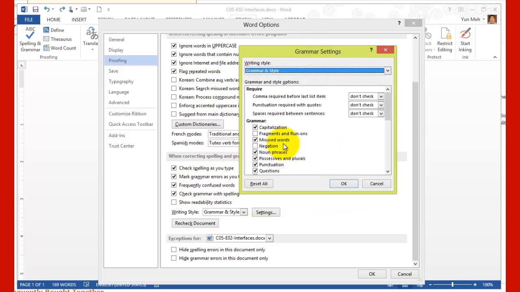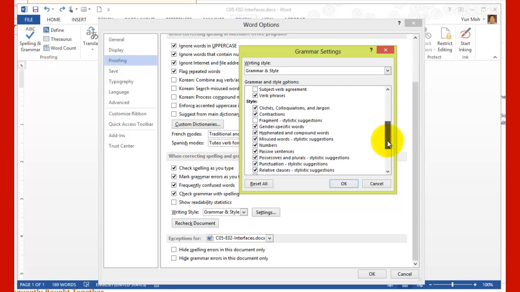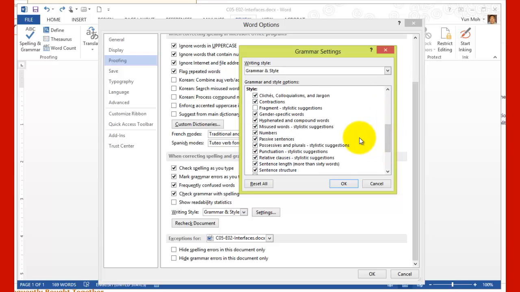It says require grammar, capitalization. So these are all grammar: the first word of a sentence has to be capitalized, or the punctuation and question marks, and that's grammar. So let's look at styles, and what it means by style.